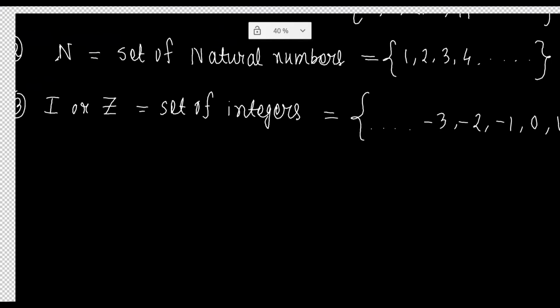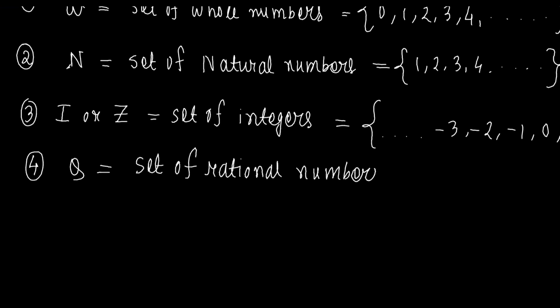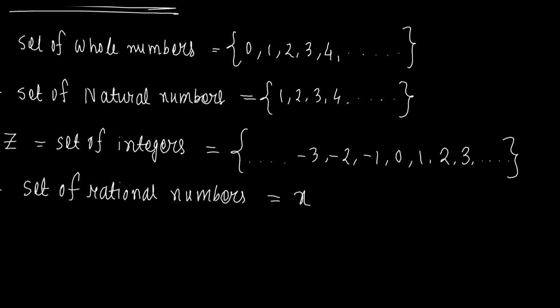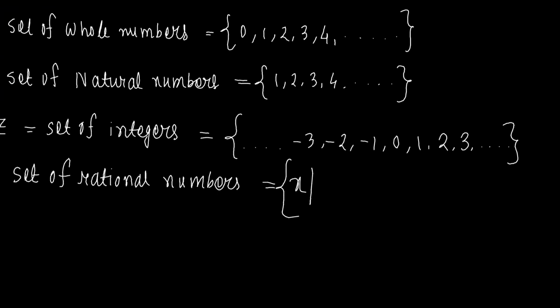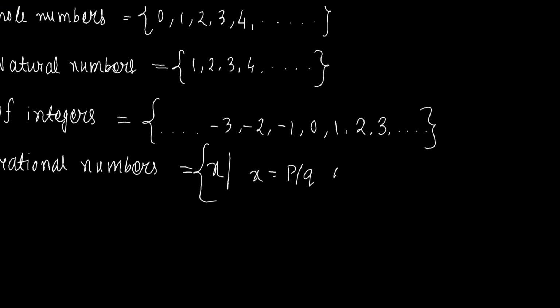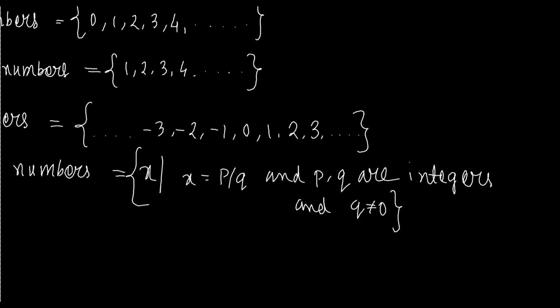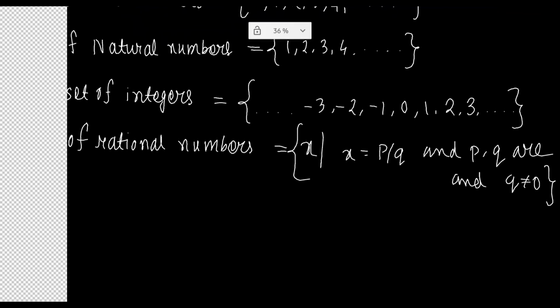Now we come to the fourth set, that is represented by capital Q, and it is the set of rational numbers. All of us know what rational numbers are. I'm writing this one in set builder form, that is, x such that x is equal to p by q. This is the definition of rational numbers, where p and q are integers and q is not equal to 0. So this is the set builder form of the set of rational numbers.